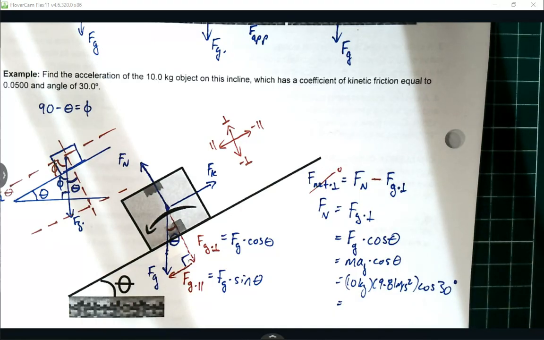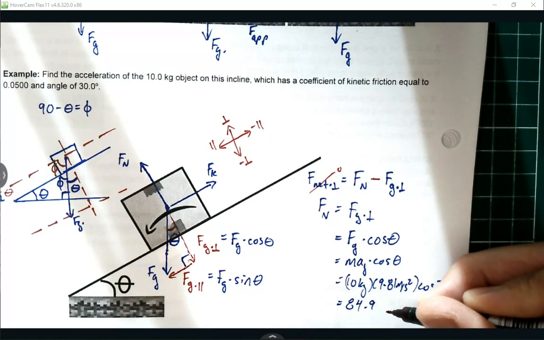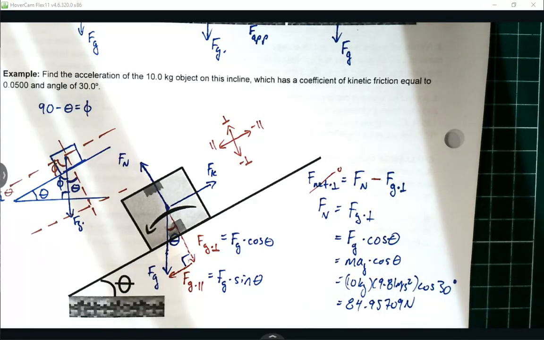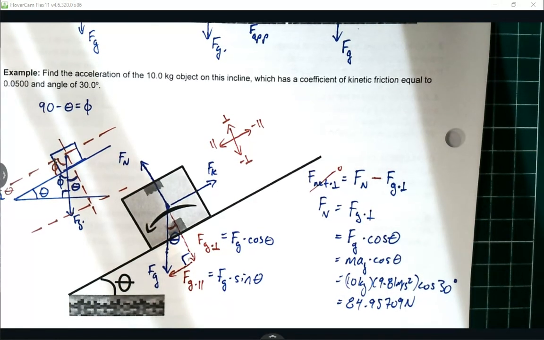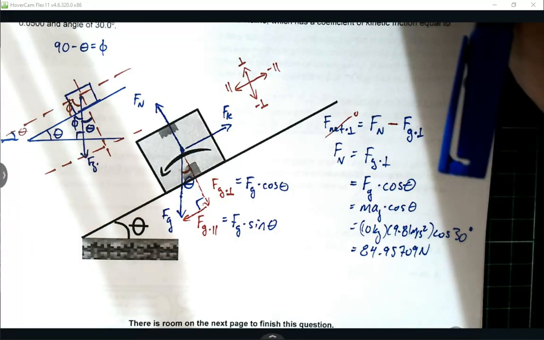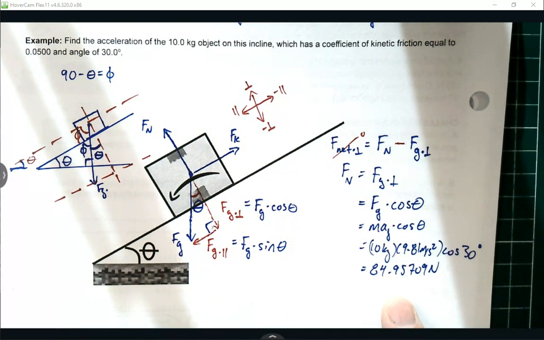Anybody got it? Starts with an 8. 84.95709. Nice. All right. And it seems like if I was going to think this thing out, I mean, the question itself says find the acceleration. I've got an F normal. What's the next thing that I should do?